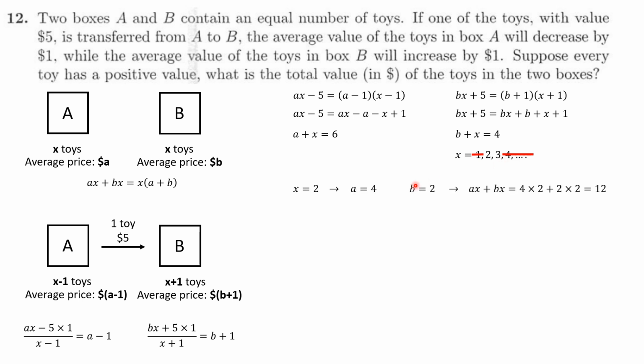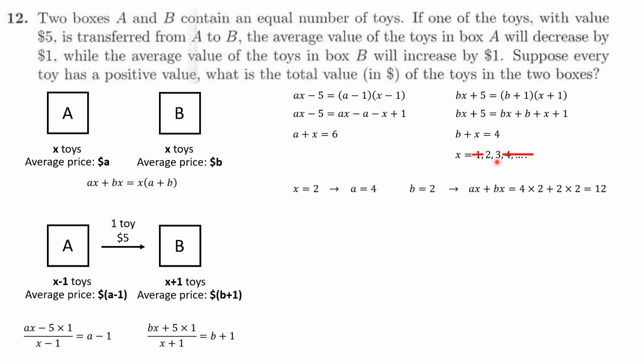Then, in the case of X equals 2, A has to be 4 to add up to 6. If X equals 2, then B has to be 2. So the total value of the toys in two boxes, which is what we've been asked for, is going to be AX plus BX, which equals 4 times 2 plus 2 times 2, which is equal to 12. So we have the total value of the toys as $12.